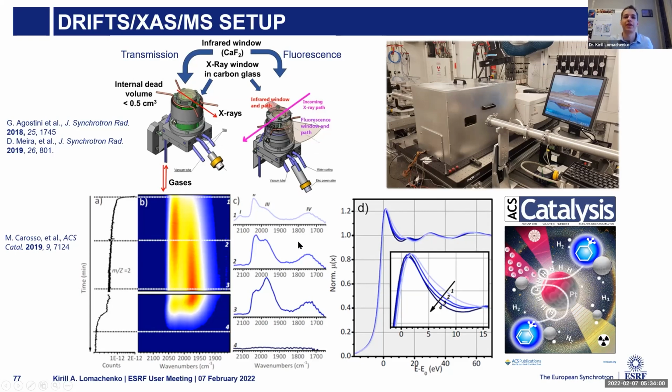Because if you do them separately, in different cells, you may start having questions of whether the conditions are actually the same for different experiments. Here it was all done in the same cell with the same sample with the same setup, which is very, very nice. So if you need to combine DRIFTS and XAS, BM23 and ID24 may be a nice option.